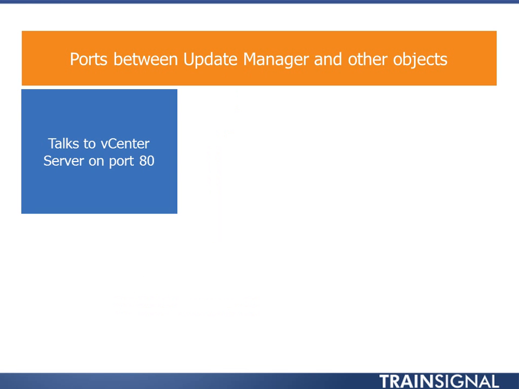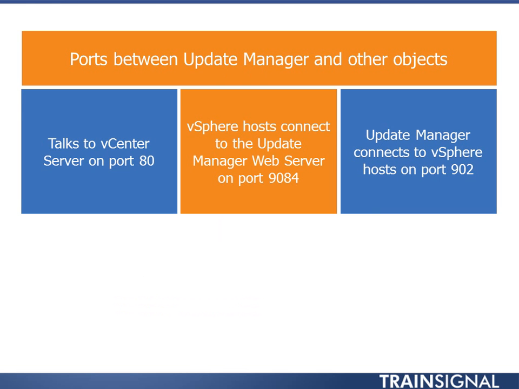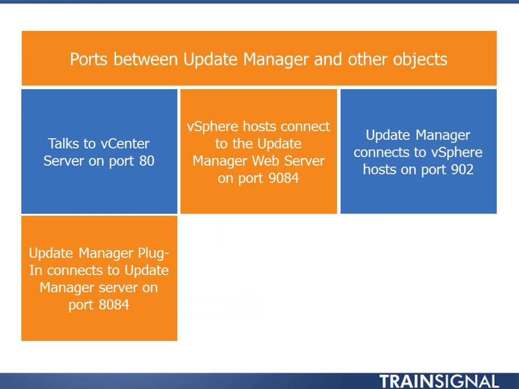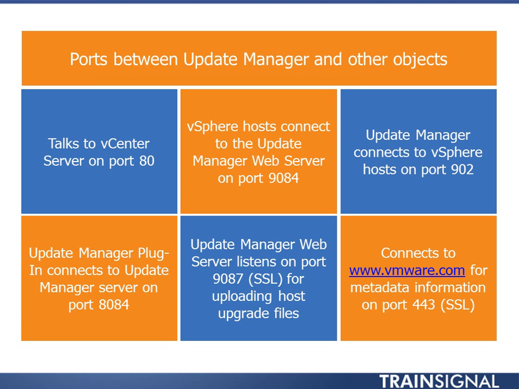So ports between Update Manager and other objects. It talks to vCenter server on port 80. vSphere hosts connect to the Update Manager web server on port 9084. Update Manager connects back to vSphere hosts on the standard port 902. Update Manager plugin connects to the Update Manager server on port 8084. So when you run the plugin, it hits the server on 8084. Update Manager web server listens on port 9087, which is SSL, for uploading host upgrade files. And the whole thing connects to vmware.com for metadata information on port 443.